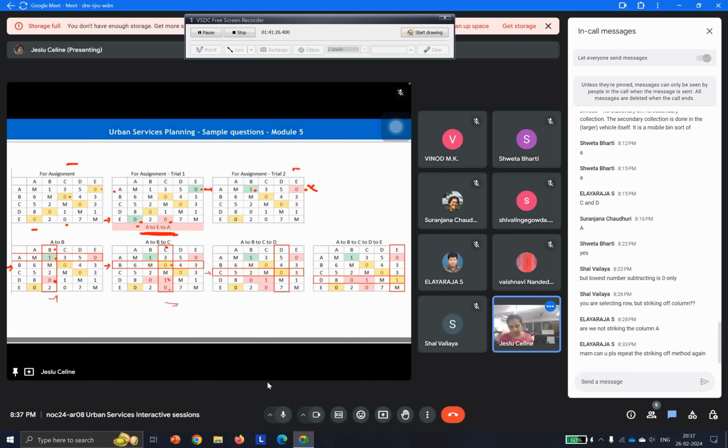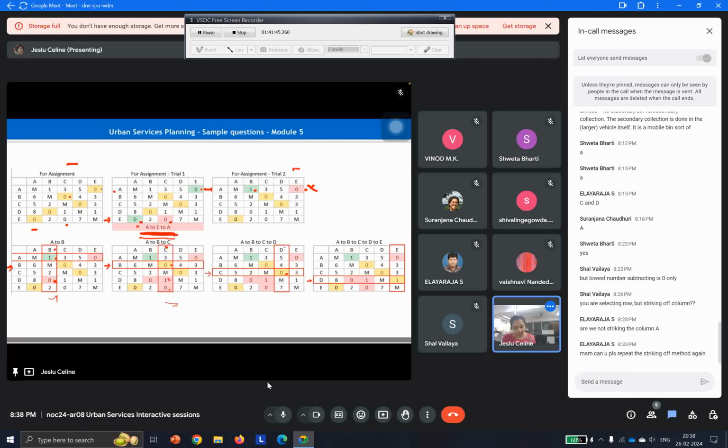Then we go to C. So this one is A to B to C. Now from C, where are we going? From C, we have got 0 at position D. But in the column D, when we look, there's nothing to strike off because all the values are greater than 0 or greater than 1. So there's nothing to block or strike off. So now we are going to D.